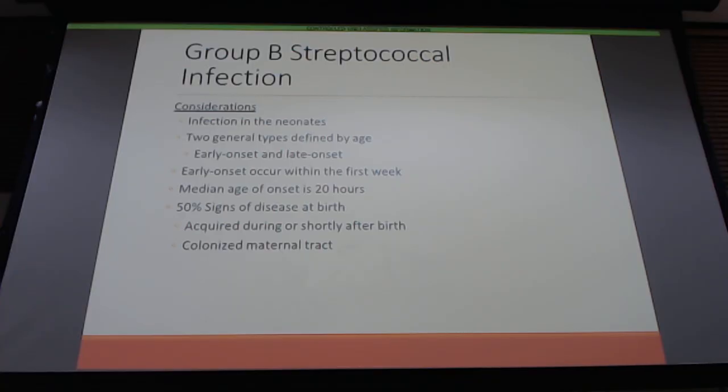Okay. So there's really two types of the neonate that we're going to talk about. The early one is less than 6 to 7 days, as soon as it's born. Or the late phase, which is greater than 7 days up to a year, I believe.